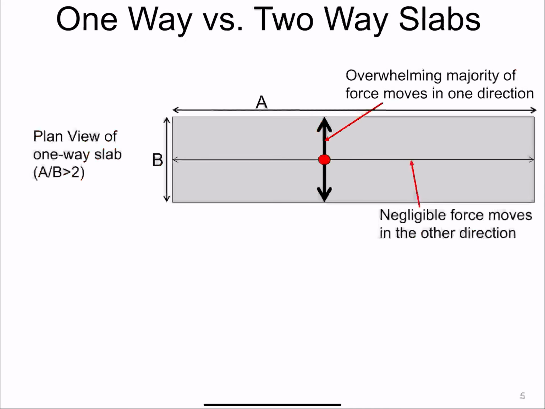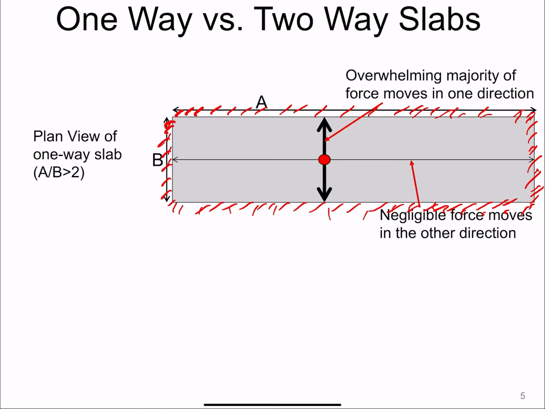So the main difference between one-way and two-way slabs. Imagine you have this system here, and it is supported by maybe beams, maybe other structural elements. So let me make it clear that I'm drawing a kind of support here. So this is supported onto something. It may be two T-beams that go along. And then what we have here is that the overwhelming majority of the force moves in one direction. In this case, illustrated here is this direction.